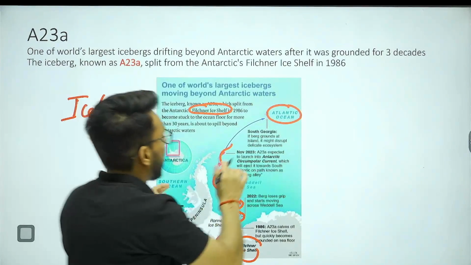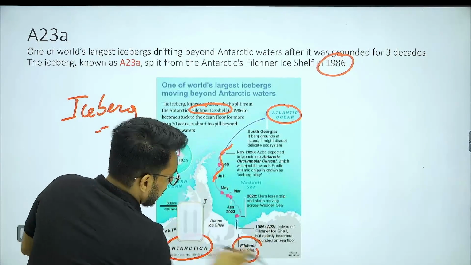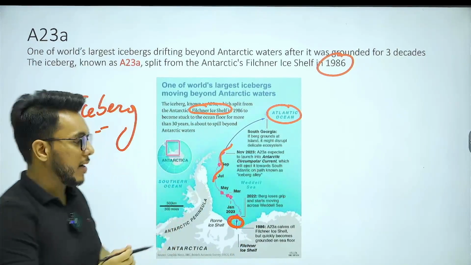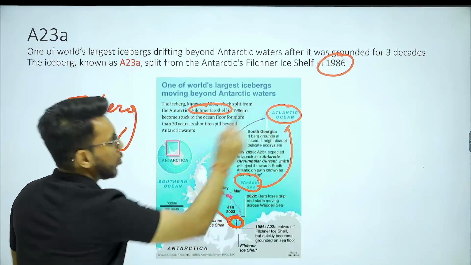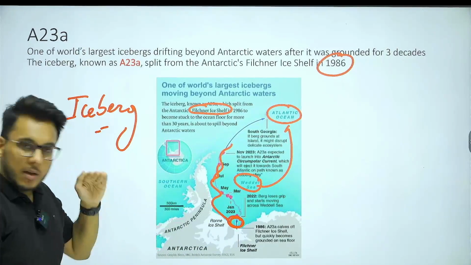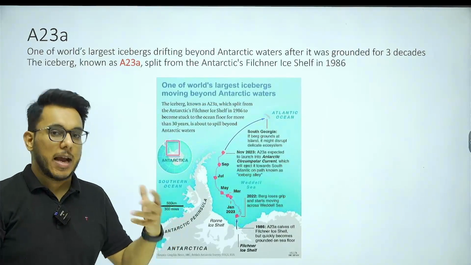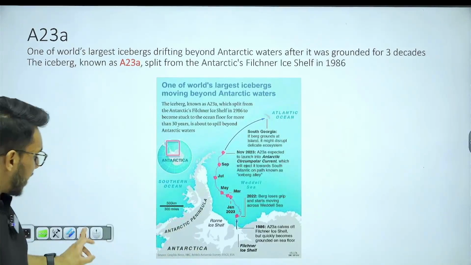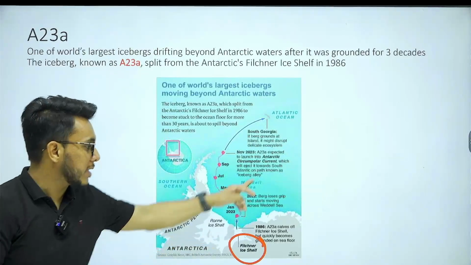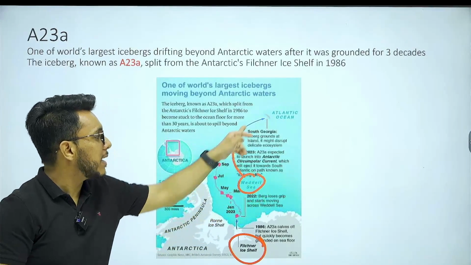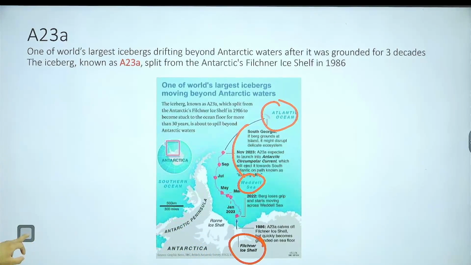So basically what happened, it got disconnected in 1986, but for around 3 decades, it was stationed here. But now it has started moving in the Weddell Sea, and from the Weddell Sea, it will move to the Atlantic Ocean. So number one, A23A, what is it? It is an iceberg. It was located in Antarctica, in the Filchner ice shelf. Now it has drifted off and it is moving in the Weddell Sea, and from the Weddell Sea, it is moving to the Atlantic Ocean, and its melting will contribute to sea level rise.